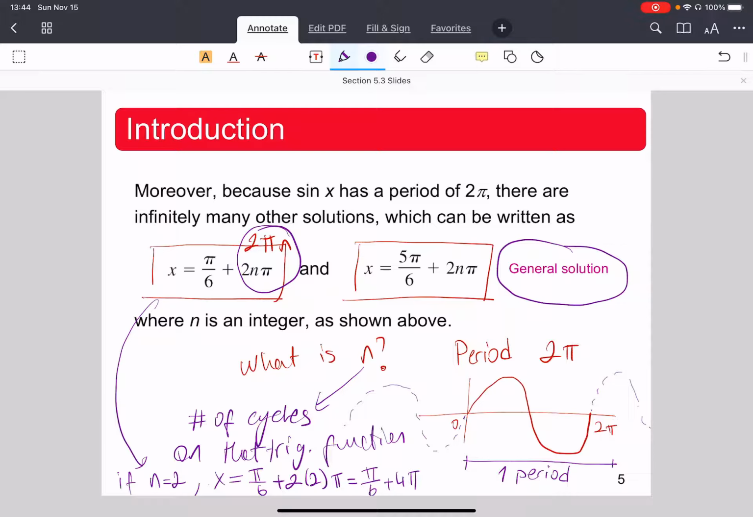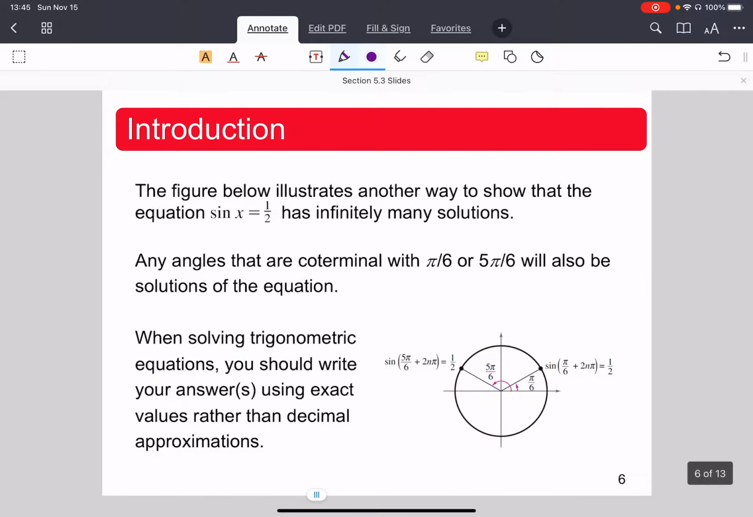So what I'm essentially doing here is finding the x when we have two cycles, like when I repeat the same behavior twice. Because I'm adding 4 pi, that represents 2 cycles. And that's what it means. So n is always the number of cycles. If n is 5, then you're finding 5 times 2 pi, which is going to be 10 pi, and that'll give you whatever x value that is after 5 cycles for the same function.